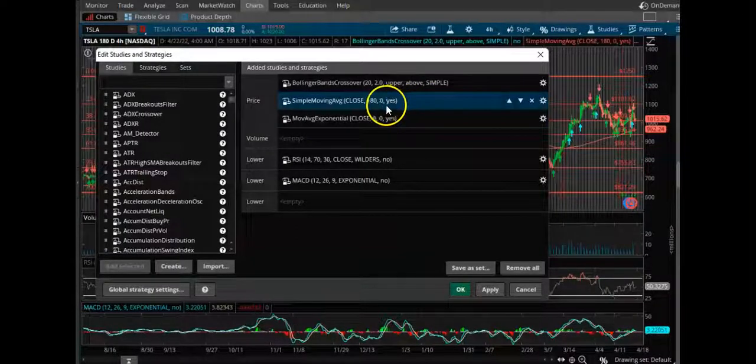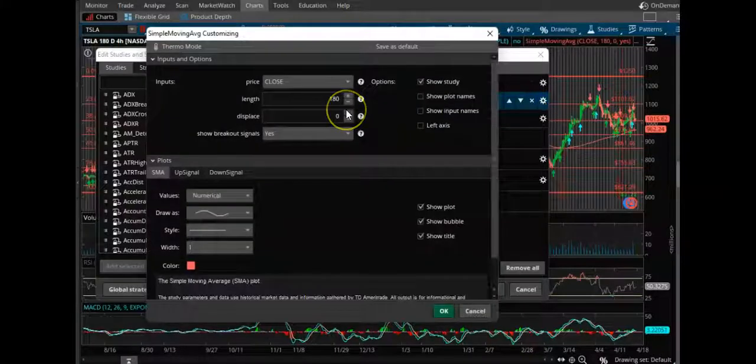Okay, so I have here the simple moving average. I'm going to show you just how I set that up. When you go to search for it, you just type in simple or SMA, and it should pop up. The setting is close, 180 length, 0 display, breakout signal, yes. And right here, you can make this your own. You can draw the lines different, however you want.